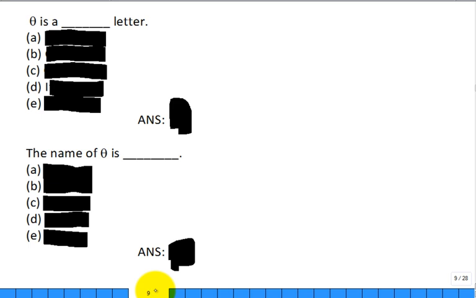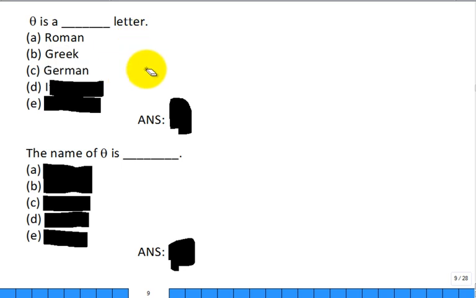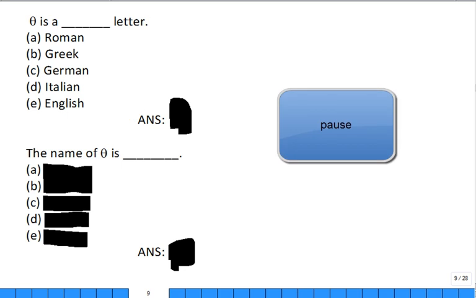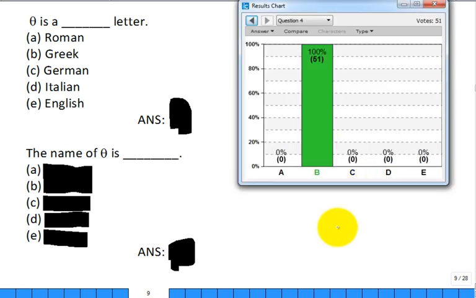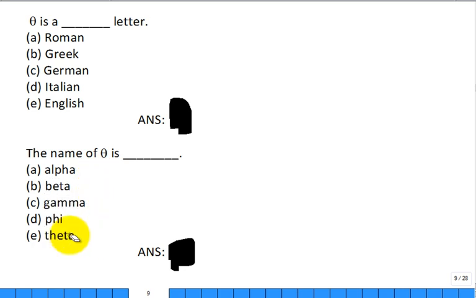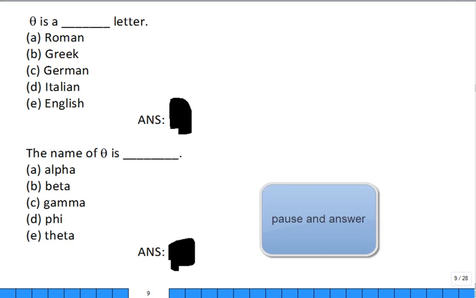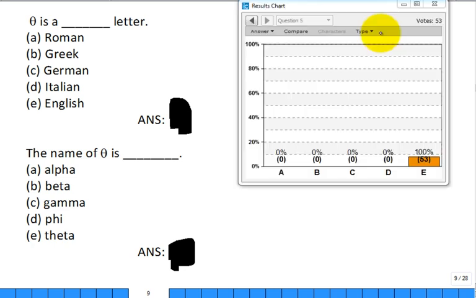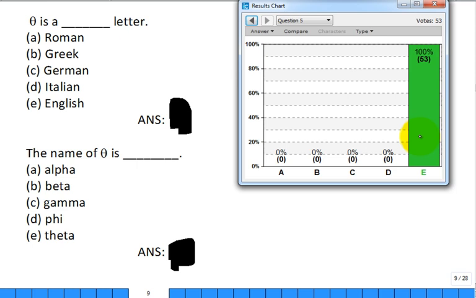There's another angle that we're going to call, and we're going to use a symbol like this for that angle. This symbol is either a Roman letter, a Greek letter, a German letter, an Italian letter, or an English letter. It's Greek, is it not? It's a Greek letter. And the name of this Greek letter is either alpha, beta, gamma, phi, or theta. It is theta, see? So not bad.